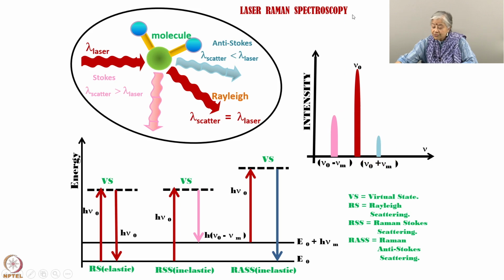So, you have to do a very accurate experiment in order to find those two, the pink and the blue signal. Vs, I have talked of it, is called the virtual state. RS is the Rayleigh scattering, RSS is Raman scattering, and RASS is the Raman anti-Stokes scattering. Okay, the one on this side is anti-Stokes, one on this side is Stokes. So, first of all you've got to glean out those 2 small signals, and then only you can interpret it.